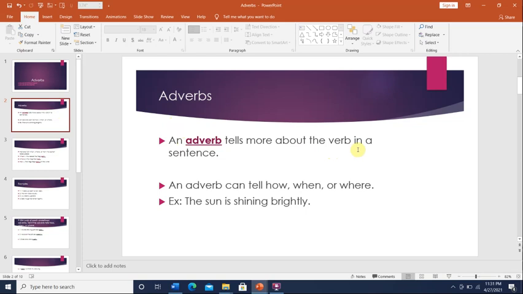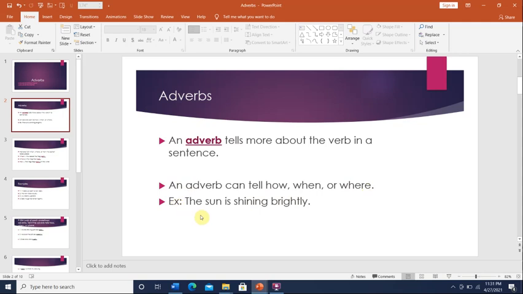How can it tell more? It can tell when it happens, or how it happens, or where. Okay, it says an adverb tells more about the verb in a sentence. Again, what is an adverb? An adverb is a word that tells more about the verb in a sentence. What can an adverb do? It can tell how something happened in a sentence, or when something happened, or where.